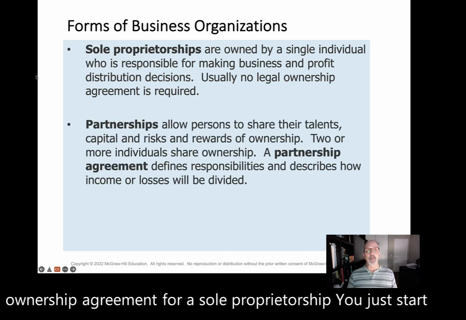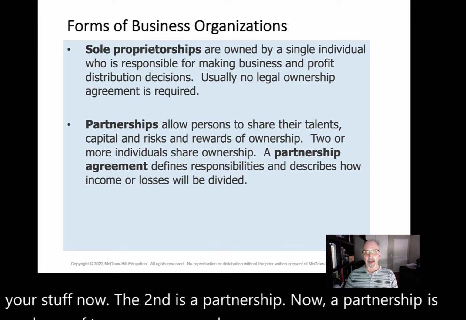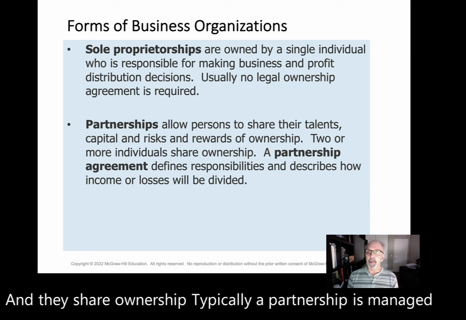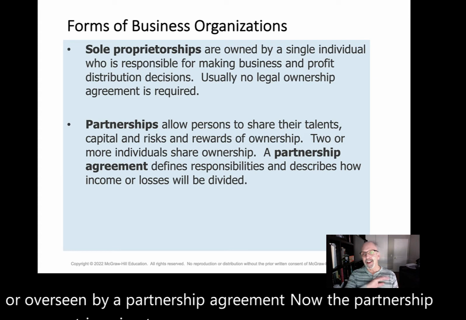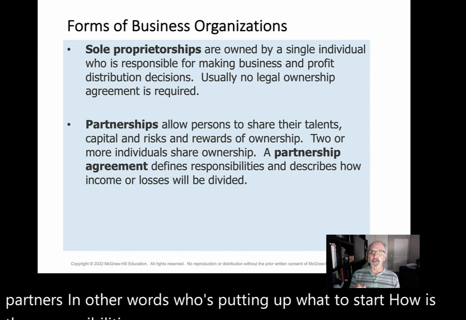Now, the second is a partnership. Now, a partnership is made up of two or more people and they share ownership. Typically, a partnership is managed or overseen by a partnership agreement. Now, the partnership agreement is going to include everything possible for the partners. In other words, who's putting up what to start? How are the responsibilities of running the business distributed? How are the profits distributed?